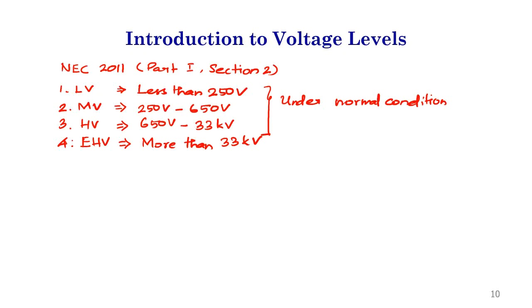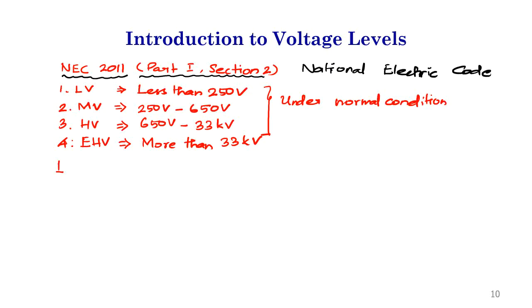Now we have seen the classification based on NEC. I already mentioned NEC is nothing but the National Electric Code. I'll write it for understanding. And the next one is the worldwide used standard. It is IEC. IEC is nothing but the International Electrotechnical Commission.